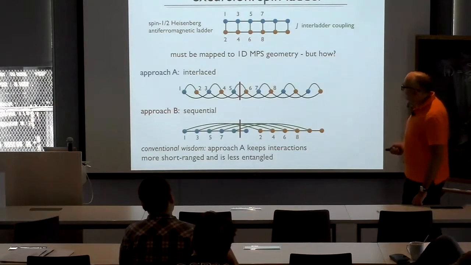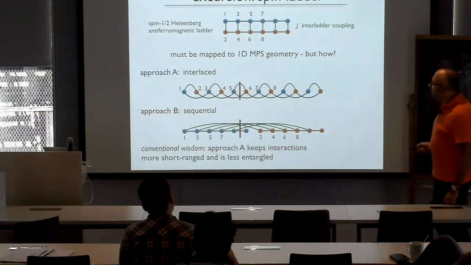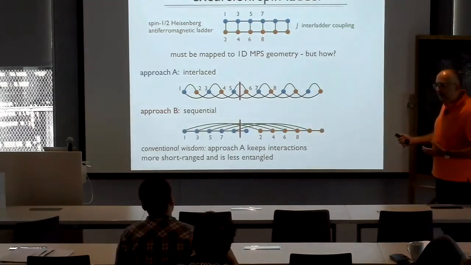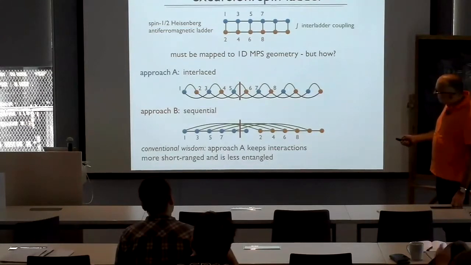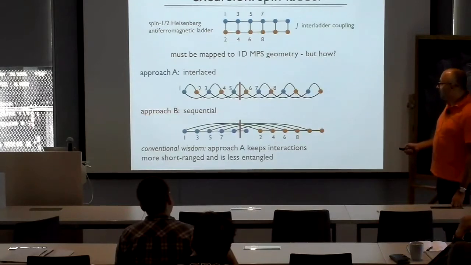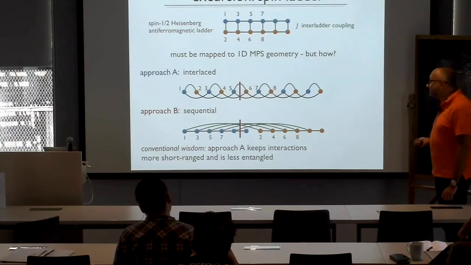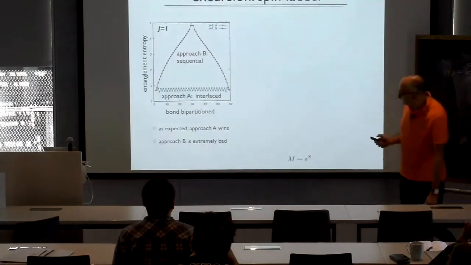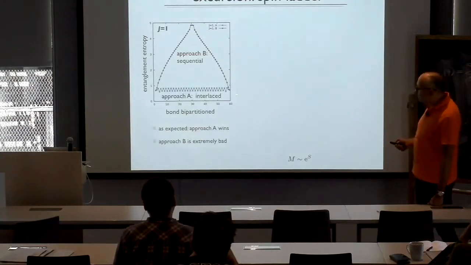The conventional wisdom in this business would be to say, well, all these spin interactions somehow propagate entanglement. They create entanglement. So if you do a bipartition here, you cut only a little bit, and here you cut a lot of interactions. So approach B should be much, much worse than approach A when it comes to the entanglement present in this representation of the wave function. And indeed, if you do that, this is the entanglement in approach A, and that's the entanglement in approach B.